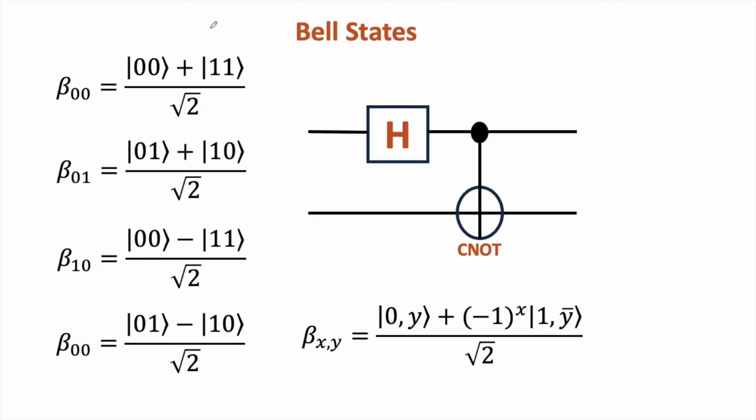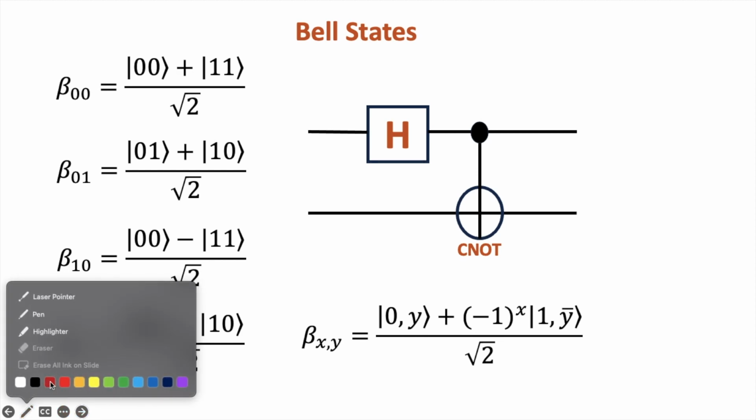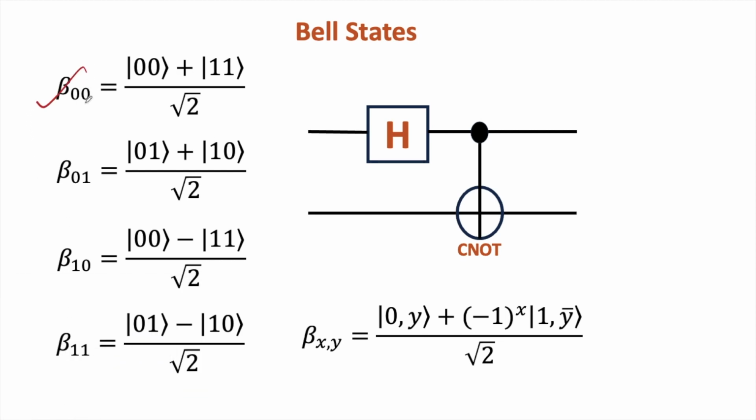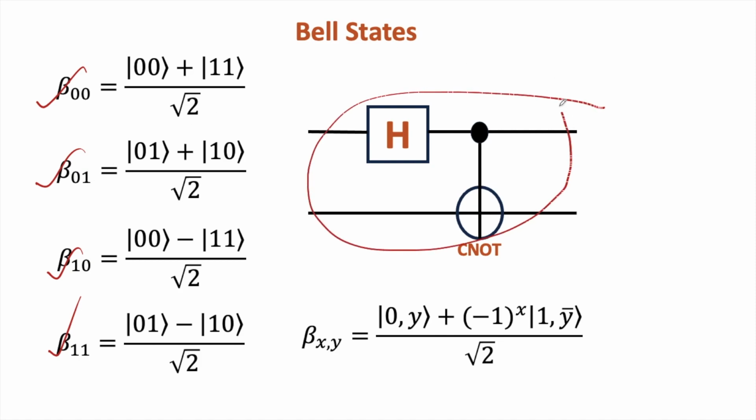So here you can see the four Bell states, which are represented by these four states: beta 0 0, beta 0 1, beta 1 0, and beta 1 1. And this is the circuit by which you can create the Bell states, and this is the general expression for the Bell state.